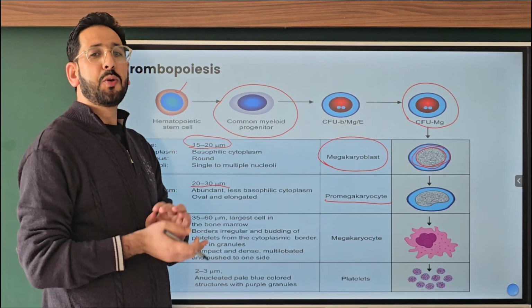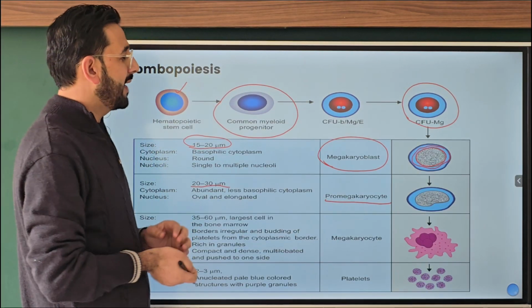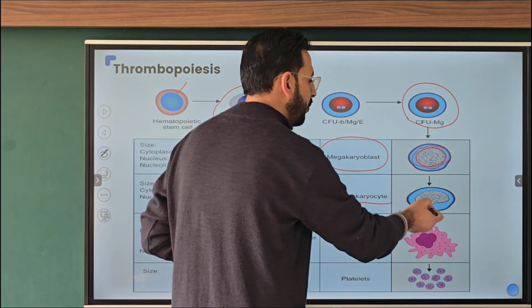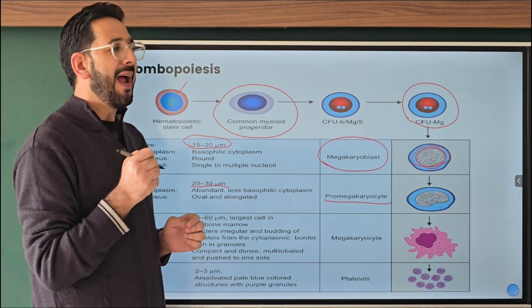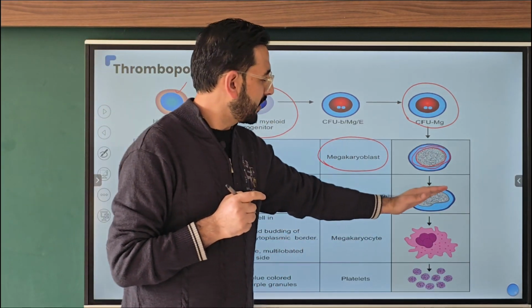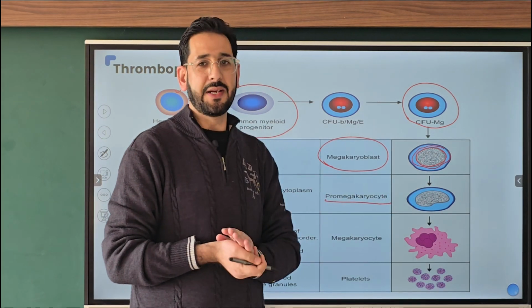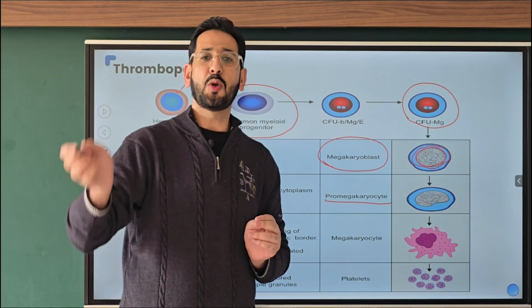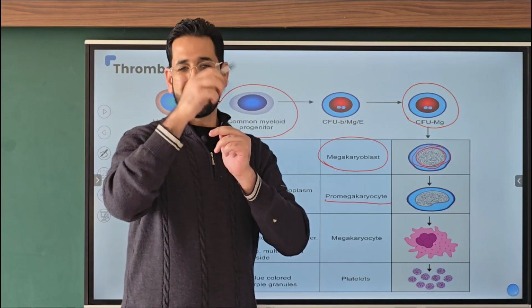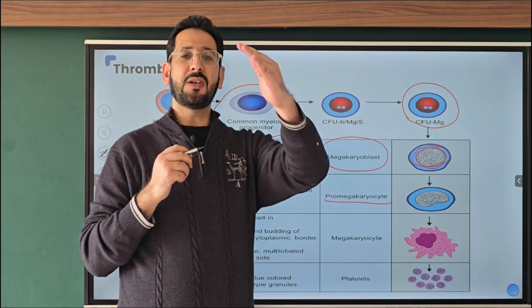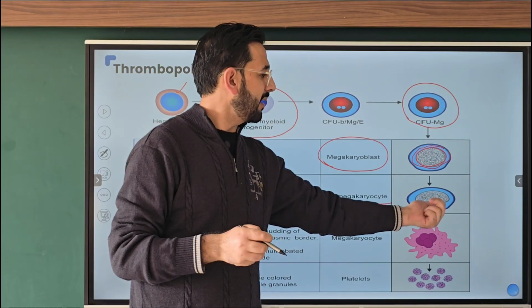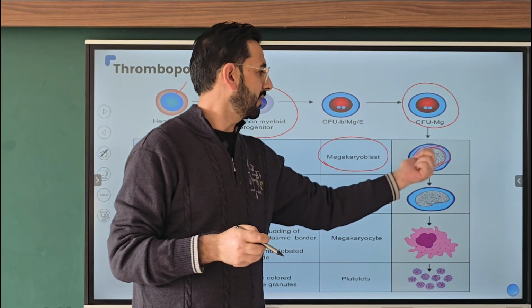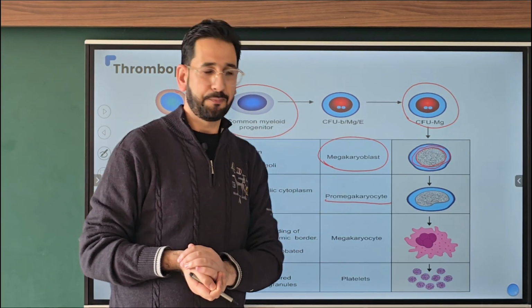There are multiple nucleoli present there, and there will not be a round nucleus. There can be an oval shaped nucleus, and this nucleus is slightly shifted to one side. So it is not in the center, it is not round, but it is oval shaped and slightly shifted to one side, and the cytoplasm is slightly less basophilic as compared to the megakaryoblast.